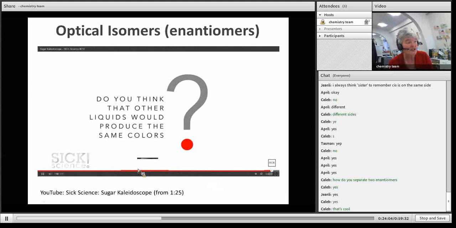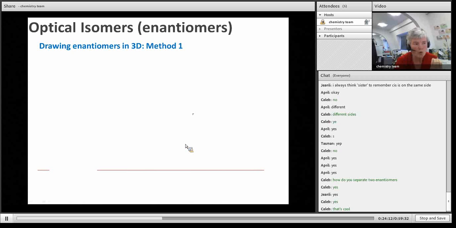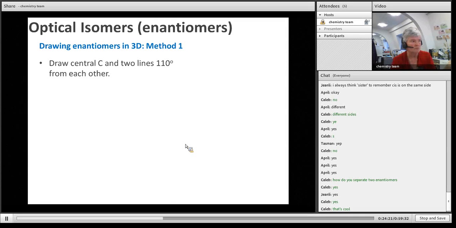Okay, so if you've got a Polaroid lens or Polaroid sunglasses, you can do that yourself. Now you've got to be able to draw enantiomers, and you have to draw them in 3D to show that connectivity. There are two different methods, and you decide which one works for you.